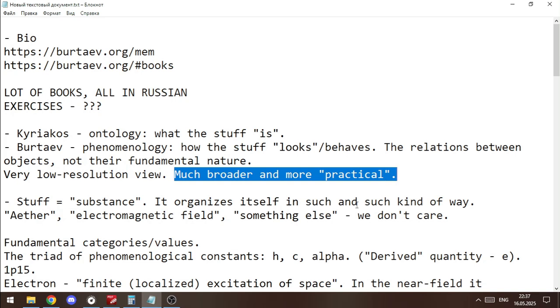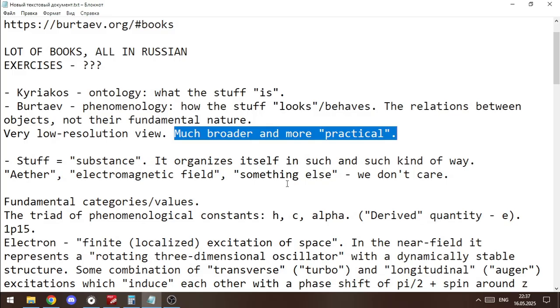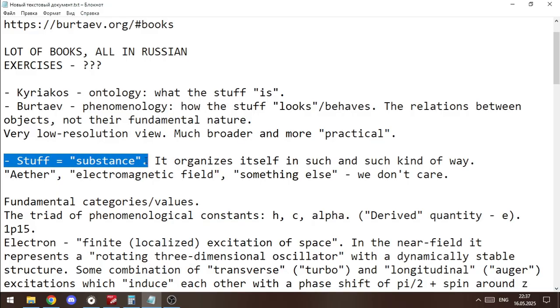So as I've said, decades of research summarized briefly. At least I'm gonna, well, make some sort of an introduction of you towards Burtaev's theory. Right, so at first, he begins with some quasi-philosophical considerations in this book.